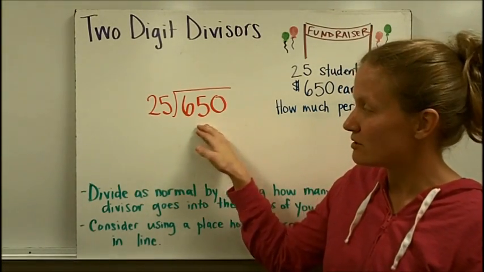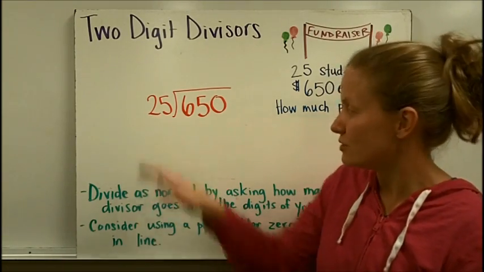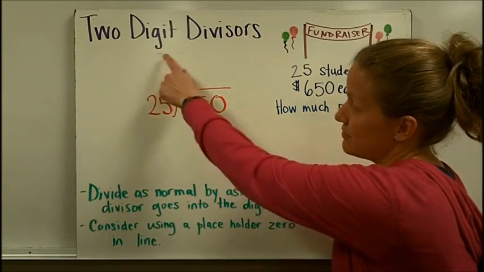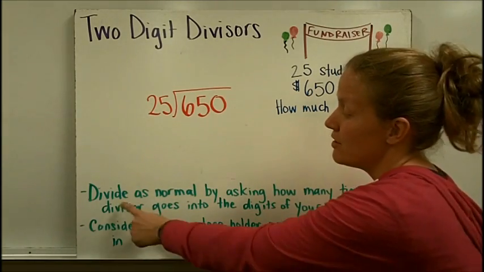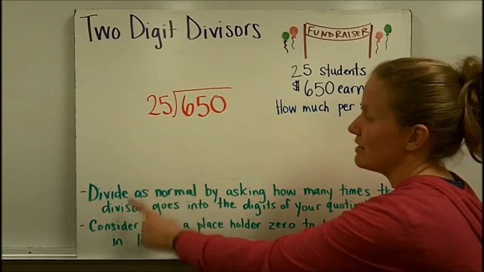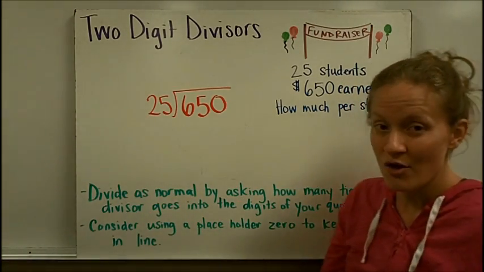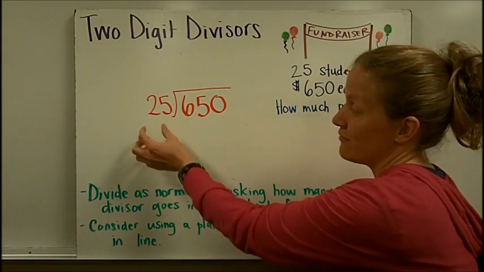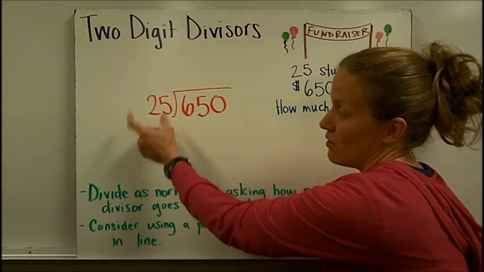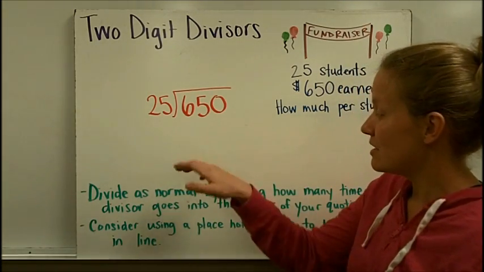Remember, this is the amount we're starting with, and in this case, it's the number of groups we're going to break the money into. So when we have a two-digit divisor, we're going to divide as normal by asking how many times the divisor, the whole divisor, goes into the digits of your quotient. Really, you're not doing anything different except for thinking about this as a whole number as you break it into, go into the parts of the dividend.